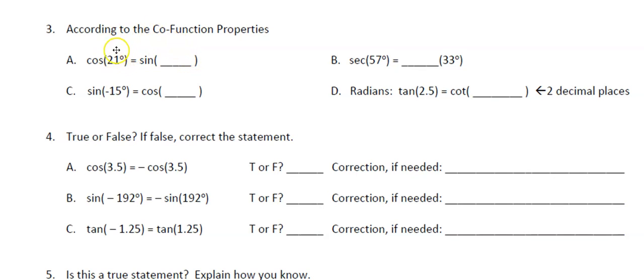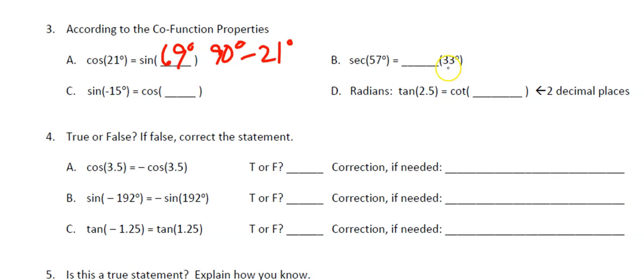In other words, if this is 21, this would have to be 90 minus 21. So 90 minus 21 gives me 69 degrees. So to make this statement true using the cofunction property, I would say cosine of 21 is sine of 69.